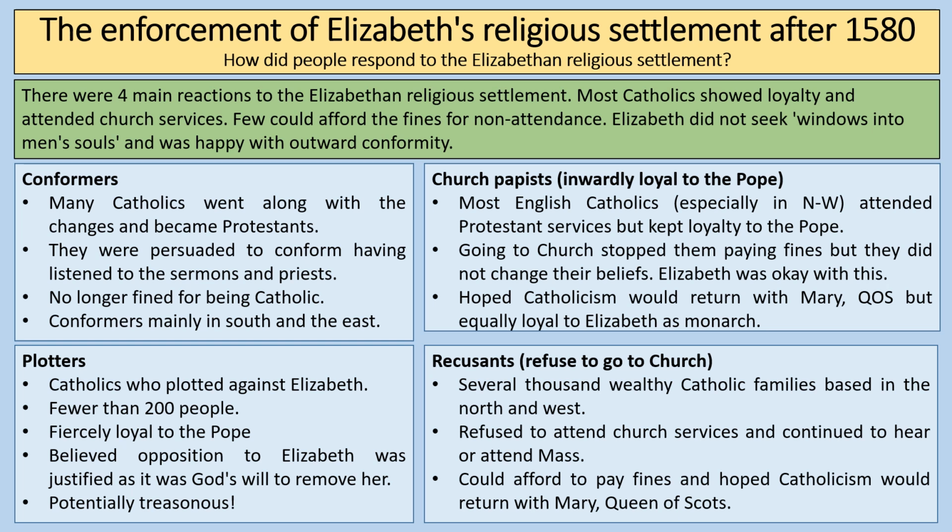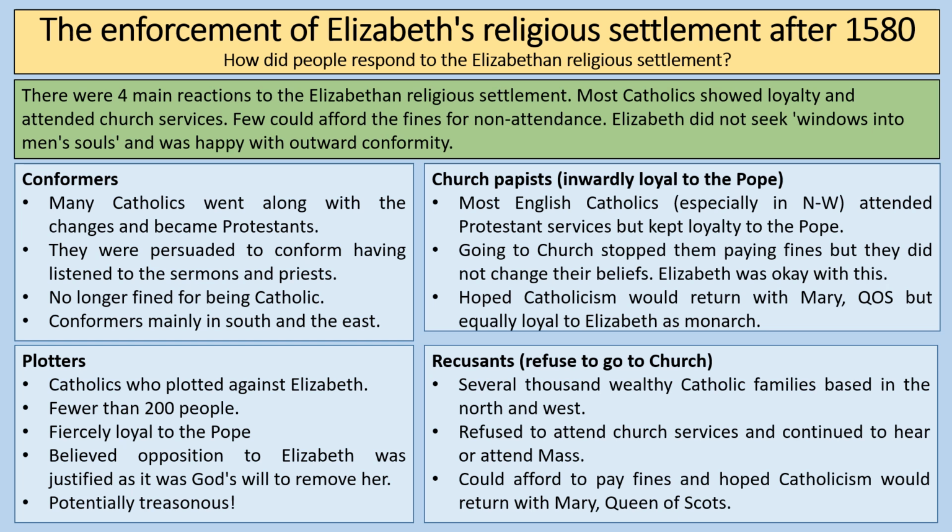So most English Catholics, and that's especially in the north and west, attended Protestant services but kept their loyalty to the Pope. Going to church stopped them paying fines, but they did not change their beliefs. Elizabeth was okay with that. Now, many of these church papists hoped Catholicism would return with Mary Queen of Scots, but equally they were loyal to Elizabeth as the rightful monarch.